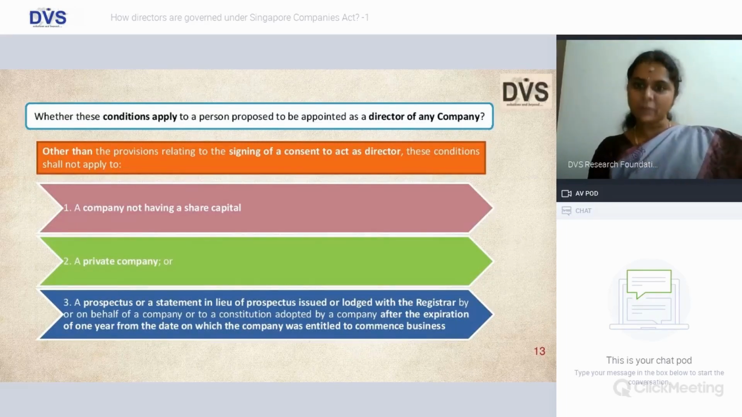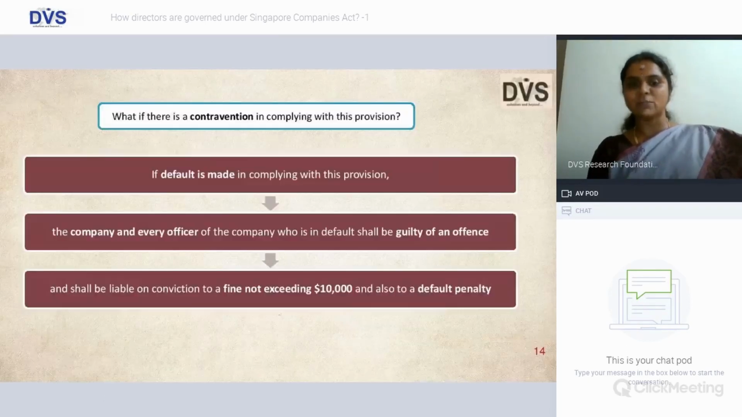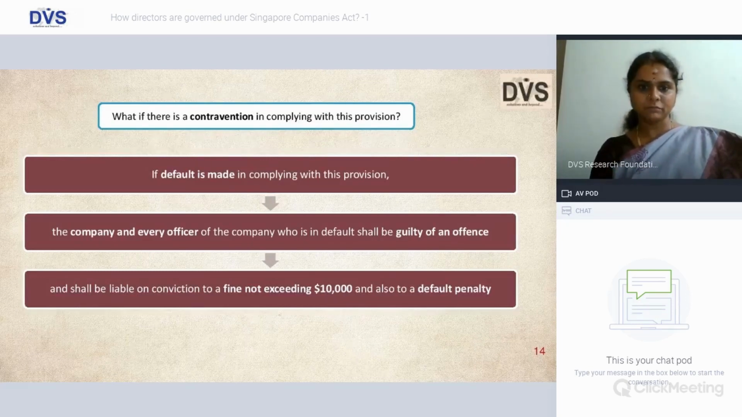Of course, when the company itself does not have share capital, then you cannot agree to take the minimum number of qualification shares. Nor do they apply to a private company, or where the company has a prospectus or statement in lieu of prospectus which is issued and lodged with the registrar after the expiration of at least 1 year from the date of commencing of business of the company.